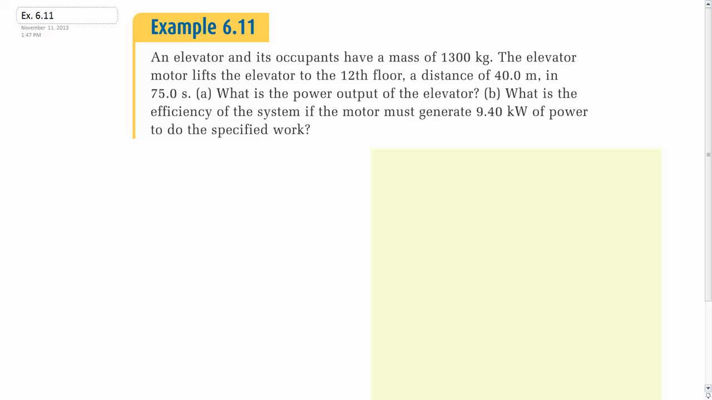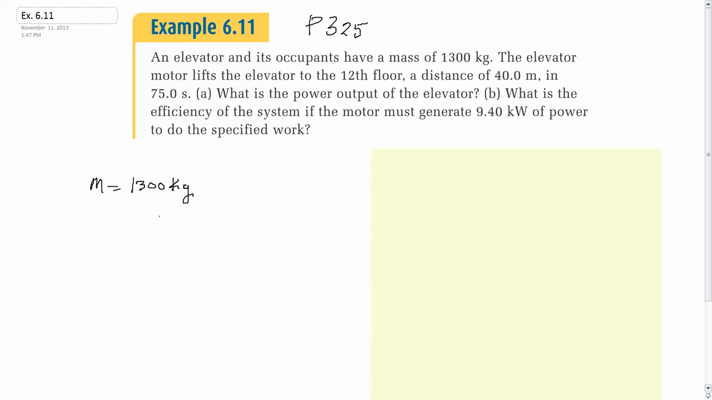So we're going to look at example 6.11 from the textbook, and it's on page 325 if you're wanting to follow along in your textbook. So we have an elevator. Its occupants have a mass of 1,300 kilograms. The elevator and its occupants have a mass, so we're given our mass, and that's 1,300 kilograms.